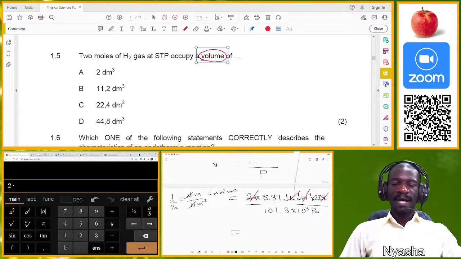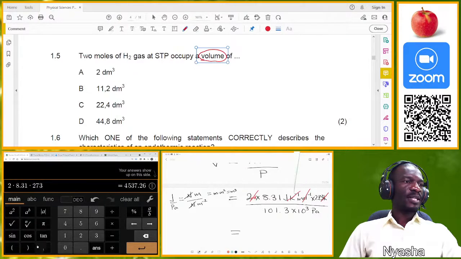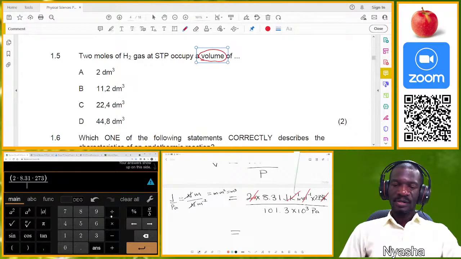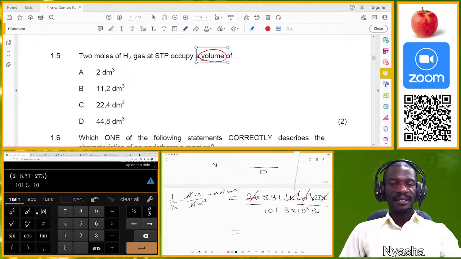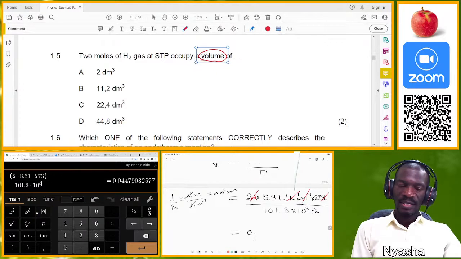2 multiplied by 8.31, your universal gas constant, multiplied by your standard temperature. Then we divide everything by 101.3 multiplied by 10 raised to the power of 3. The answer that we are getting is 0.0447 and so forth cubic meters.